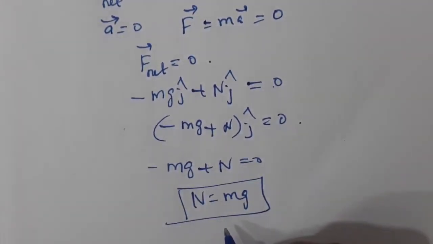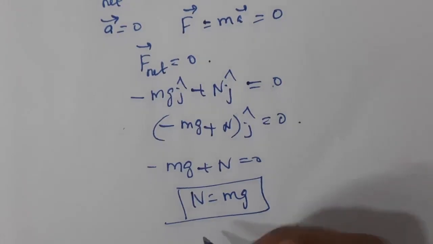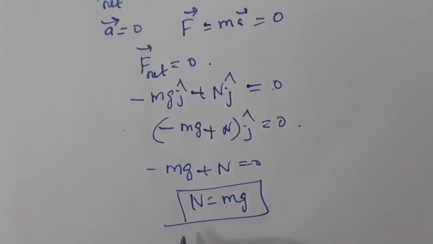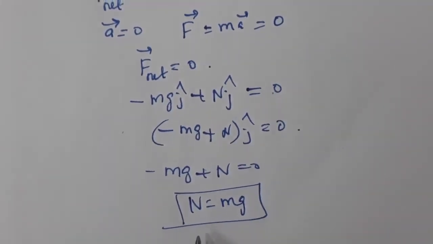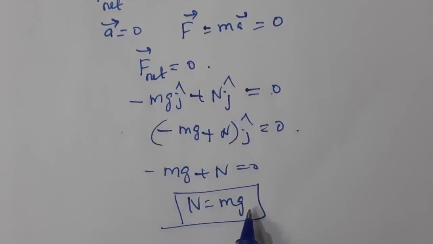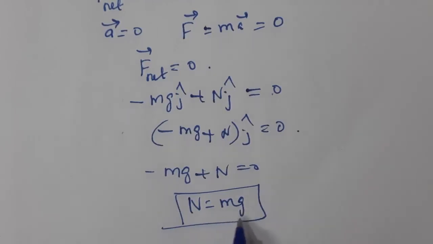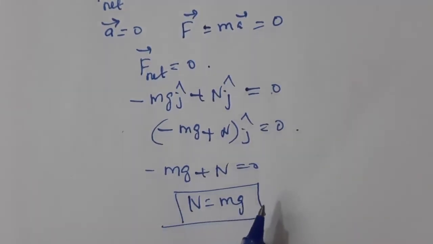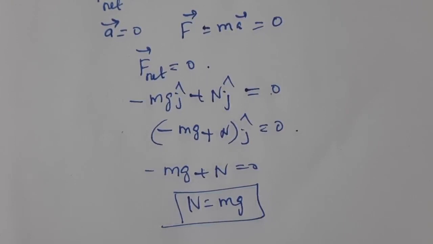In the question, they asked to analyze the result. Here we can conclude that when the object is at rest, the magnitude of the normal force is exactly equal to the magnitude of gravity. Students, I hope that you have understood this problem.